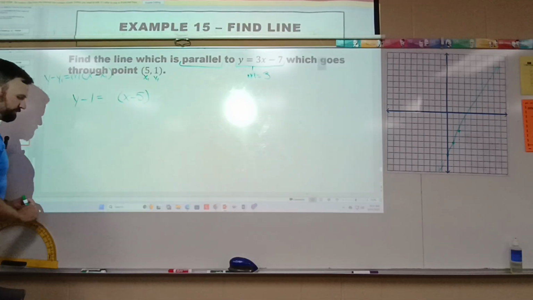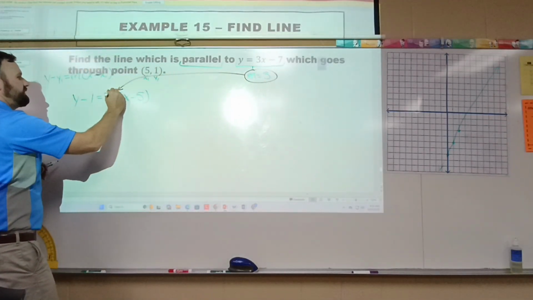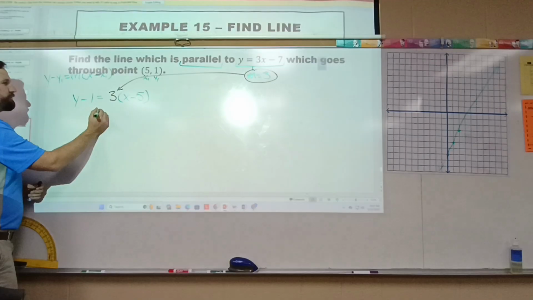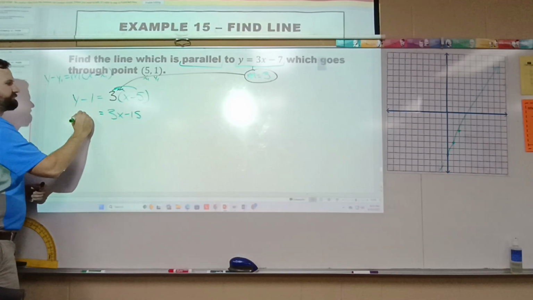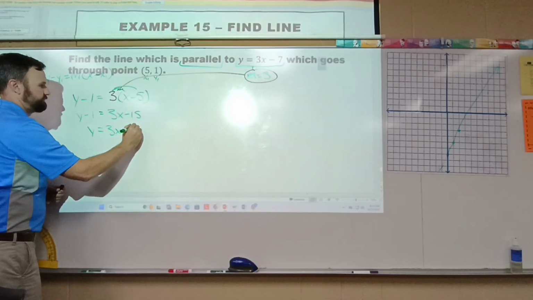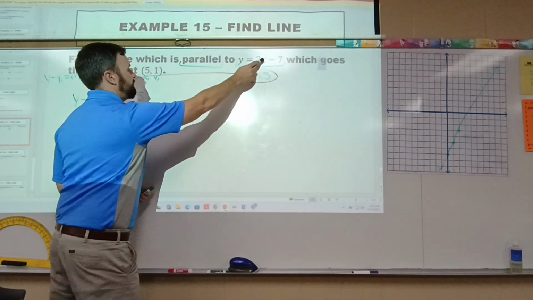Same. So I plug in the same slope. Are we good on that? Is that going to be what I'm allowed to plug in on my Moodle homework? No. Distribute that through. Add the 1 over. Ta-da! Questions on that? Yeah, we're just getting our slope from the equation given to us.